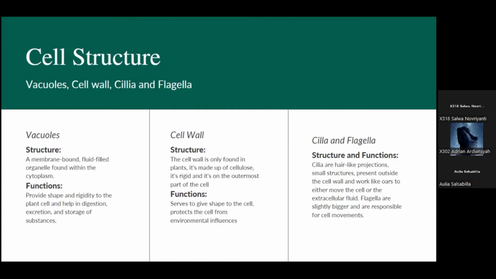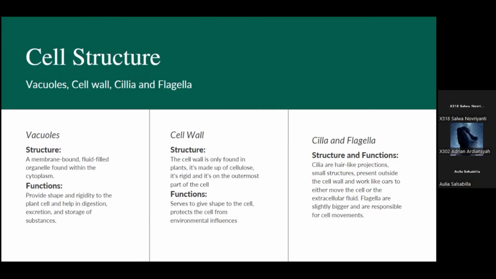Next, we have the cell wall. The cell wall is only found in plants. It is made out of cellulose. It's rigid and it's on the outermost part of the cell. Its function is to give the cell some shape and to protect the cell from environmental influence.